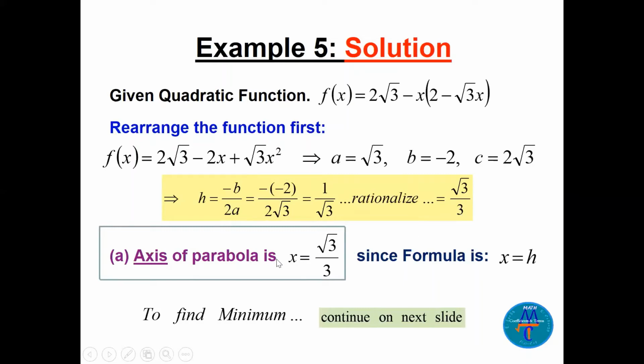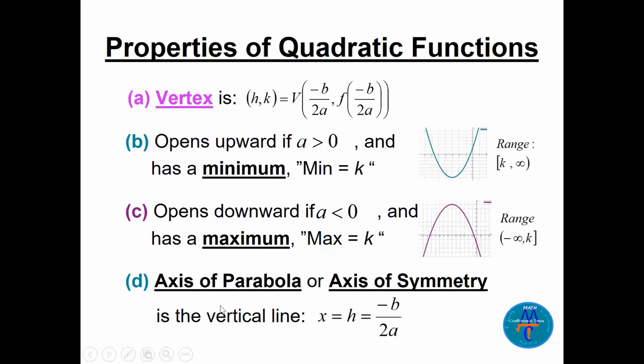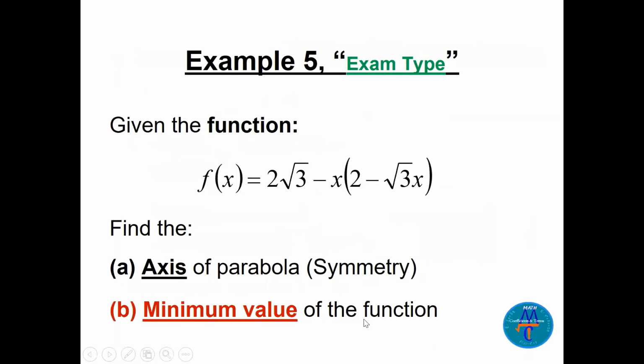Now the axis is this one, x equals this. This is a vertical line. So the axis of parabola is this. Since the formula is x equals h, I can show you the formula here. This is the formula. The axis of parabola, or the axis of symmetry, is x equals h.